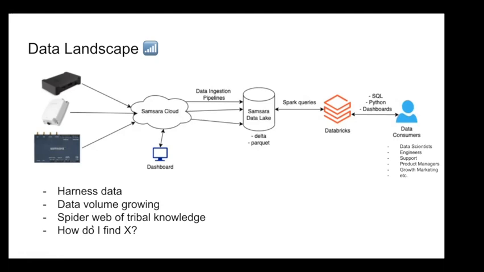So we ended up having this spider web of tribal knowledge. Different pockets of teams would own their tables and know how they worked. But if I wanted to access something new, it'd be really hard to figure out what was going on. A common question in Slack threads would be, how do I find X, being a data asset or something like that? So this was the problem we were running into as our data scaled.